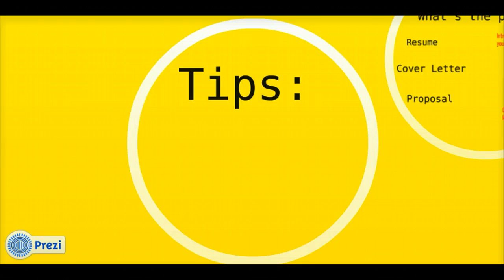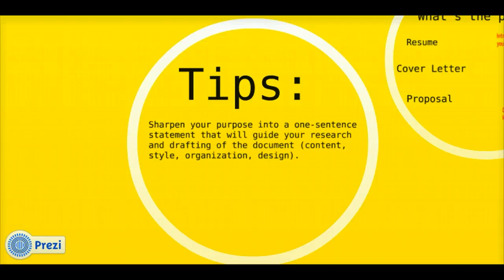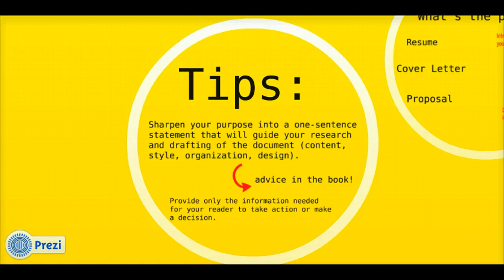Okay, so we have some tips here on how to be more effective in our planning and research. Sharpen your purpose statement into a 1-sentence statement that will guide your entire research and drafting of the document. This is advice that comes right from our book. There's lots of great advice in there, so make sure that you actually read your textbook. Also, provide only the information that your readers are actually going to need in order to take action and make a decision. We're going to work on being as concise as possible in every step of the writing process.